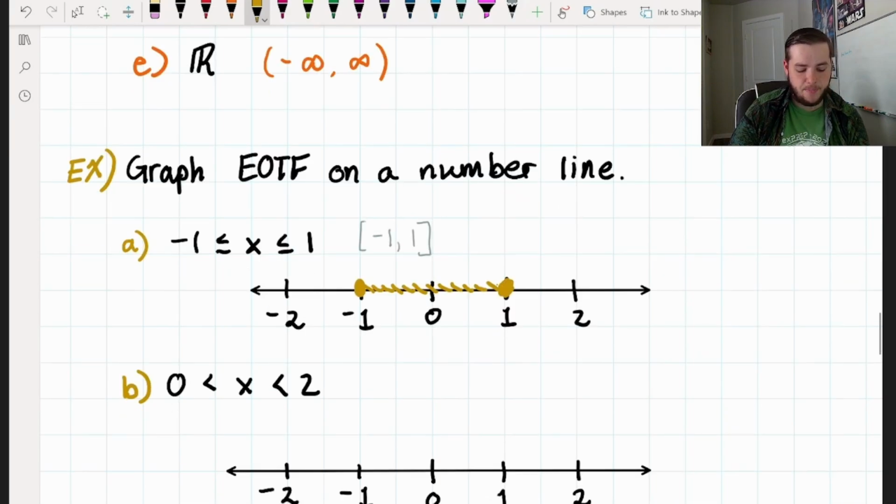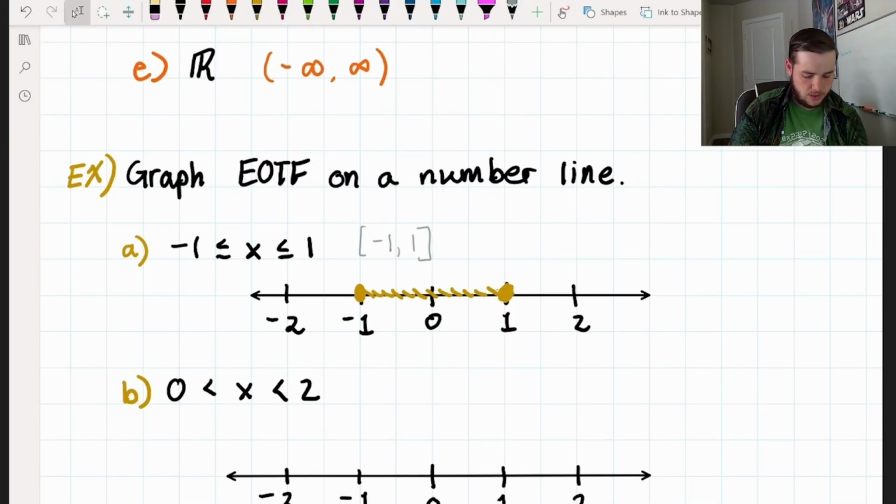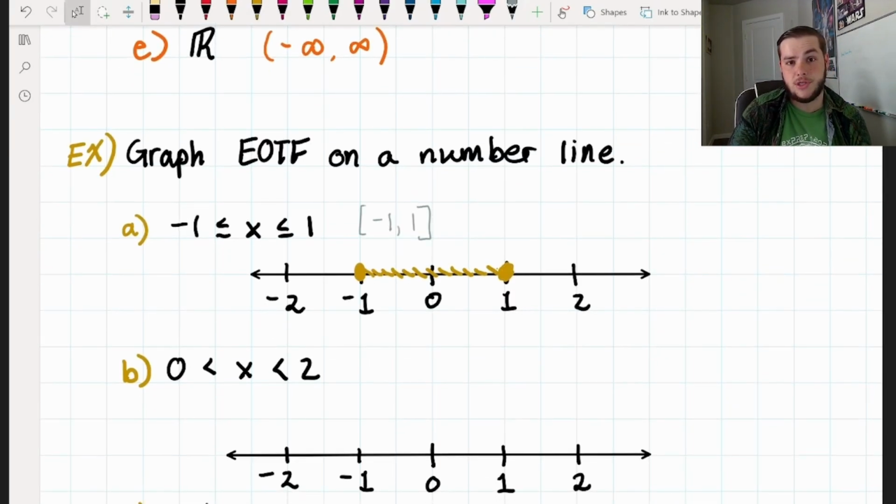Similarly, let's see what happens when we don't have inclusion. Here we should know that this is the interval from 0 to 2, but neither 0 nor 2 are in the interval. The way we denote this to the reader is with an open circle. An open circle on both of our endpoints. But everything in between those numbers are still in the region, so we need to shade them.